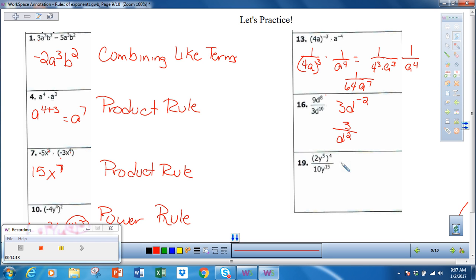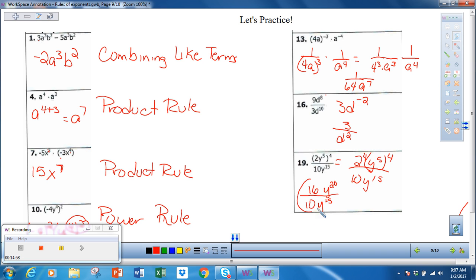Okay? For this one, we have to use the power rule first. So this becomes 2 to the 4th, y to the 5th, raised to the 4th power, over 10 y to the 15th. Now, 2 to the 4th is 2 times 2 times 2 times 2, which is 16, I think. Y to the 5th to the 4th, we multiply those exponents, we get y to the 20th over 10 y to the 15th.